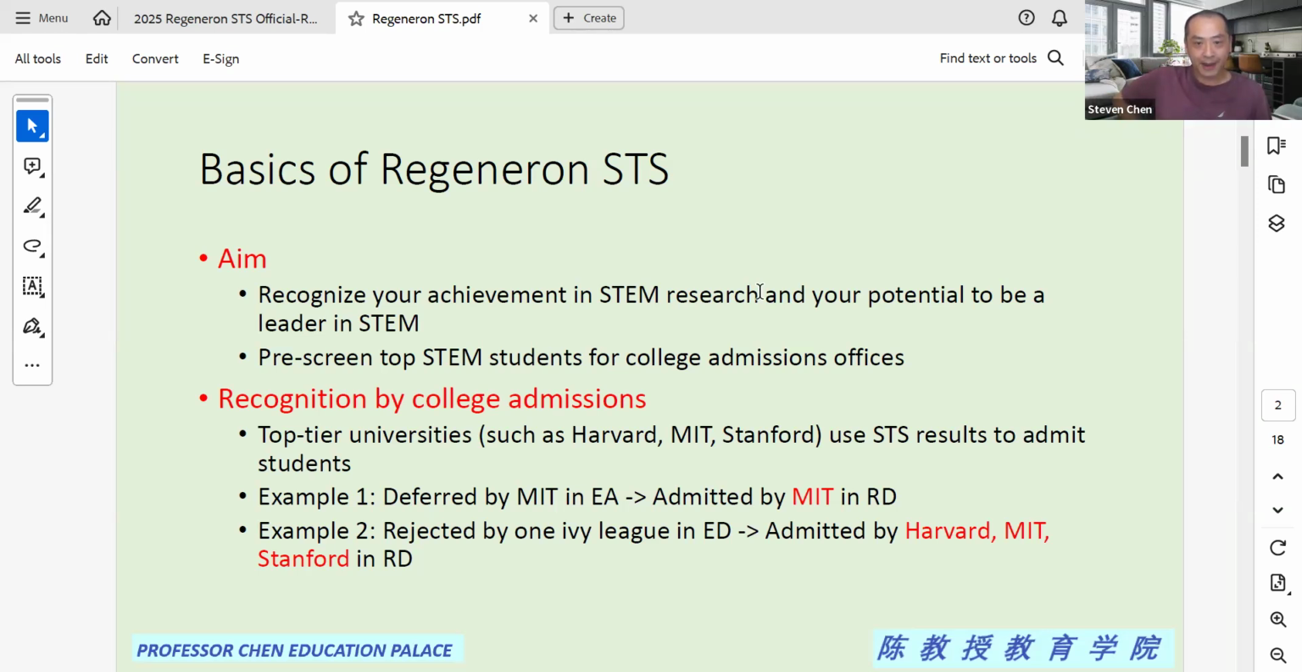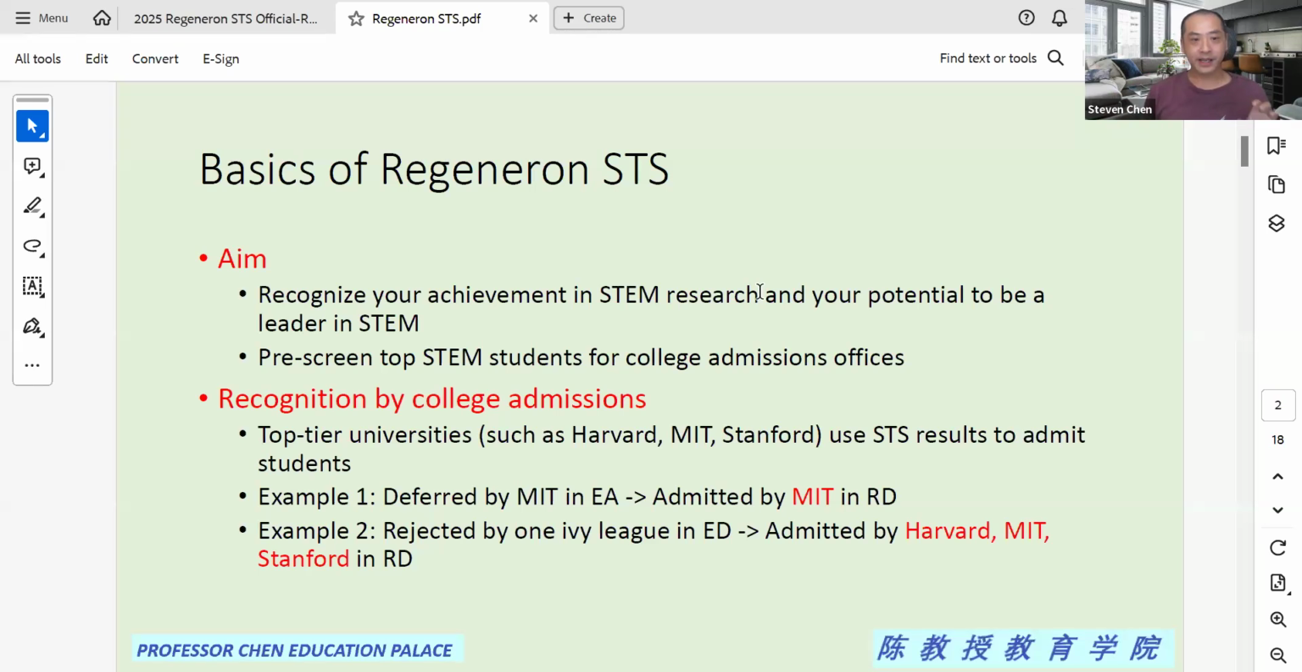But actually, that was not a bad thing. Just a couple of weeks after receiving the rejection letter, that was January, this student received the Regeneron STS final results. So this student got into the top 300 and even top 40. Finally, in March, the student's fortunes were totally reversed. The students were accepted by all top-tier universities, such as Harvard, MIT, Stanford.